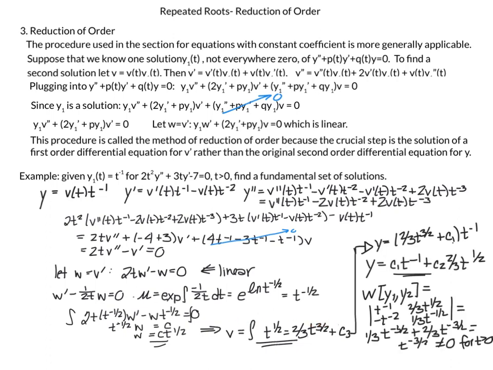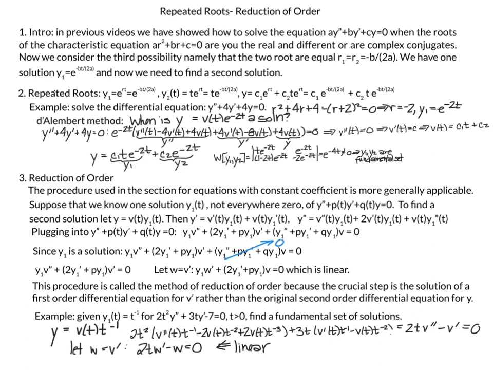Now that I have v, I want to get y by multiplying v times t to the minus 1. So I have y is equal to, here I have my v, which is 2/3 t to the 3/2, and I just renamed my constant c1, times t to the minus 1. Multiplying this, I get my 2/3 t to the 1/2 times some constant, c2, plus my c1 times t to the minus 1. I can calculate my Wronskian and see that it is not equal to 0 when t is greater than 0, which is what is given to me in the problem statement, and therefore this y1, t to the minus 1, and this y2, 2/3 t to the 1/2, are my fundamental set of solutions.